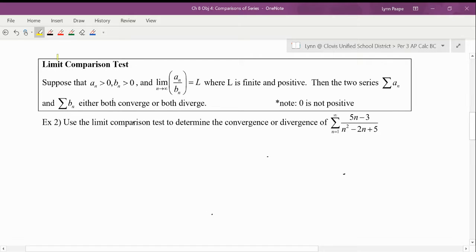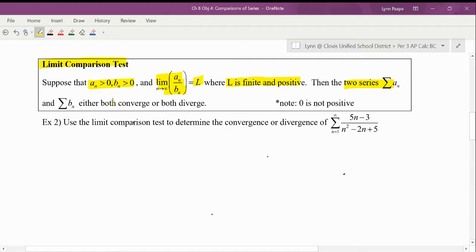So let's take a look at the limit comparison test. This one is just saying that you have your two series, as long as they're greater than 0. Then if the limit of their ratio as n goes to infinity is equal to a finite and positive value, then the two series act the same.